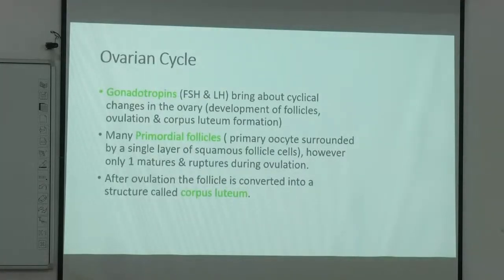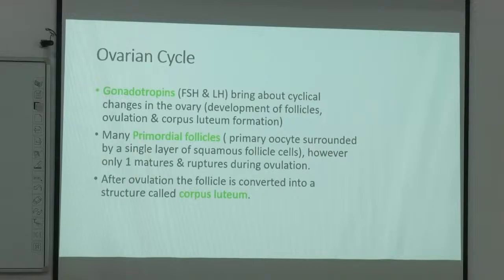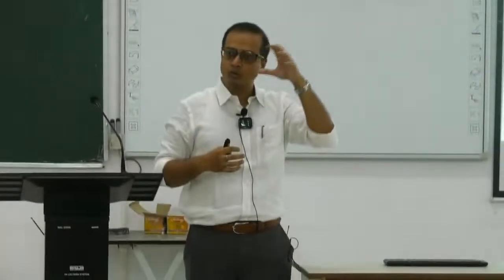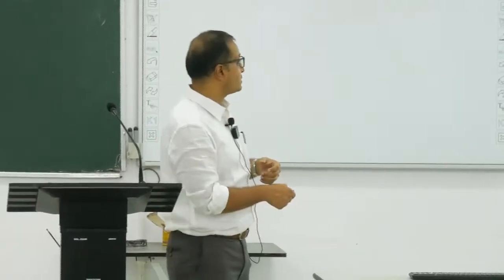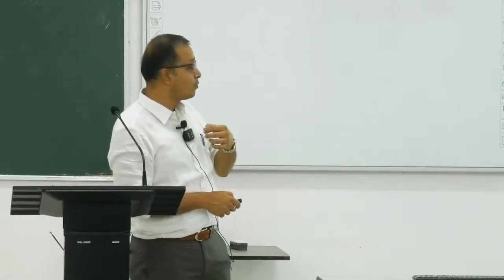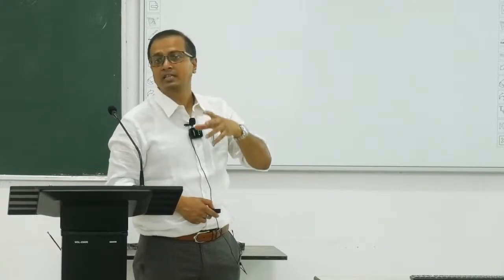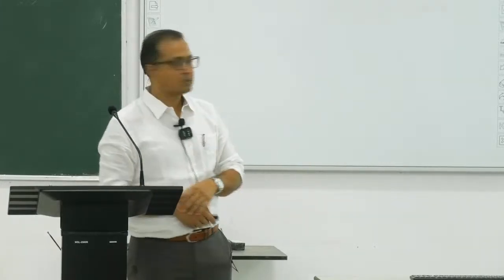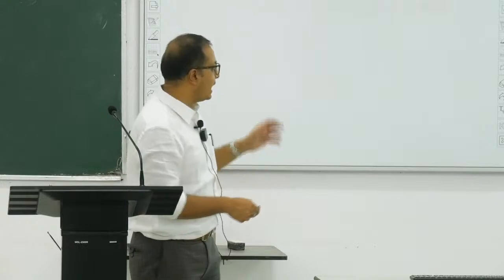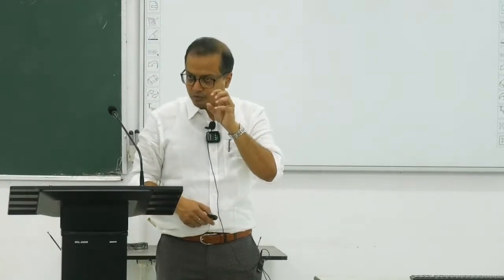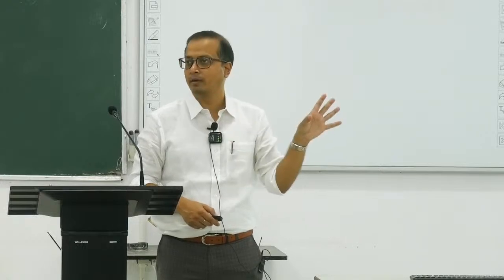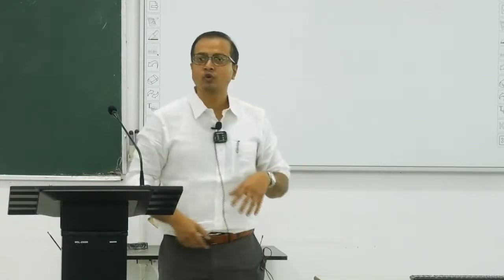We call them gonadotropins: FSH, follicle stimulating hormone, and luteinizing hormone. They make this particular follicle grow ripe. That means it grows in the follicular phase. Once it reaches the highest point, there's a sudden burst of LH, or luteinizing hormone, and ovulation takes place. Once ovulation takes place, FSH and LH drop down. As a result, the follicle shrinks and regresses. So this entire thing, we call the ovarian cycle.